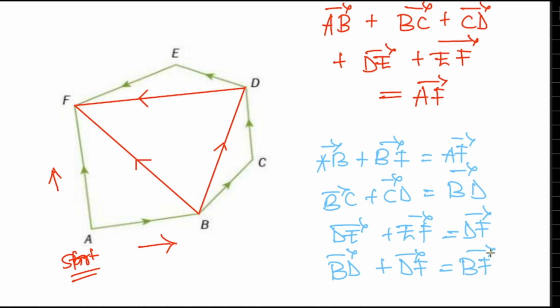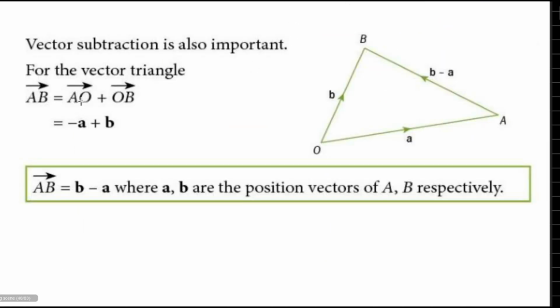So can you see how it goes? This is how you can manipulate vector addition. Just follow the arrows. Follow the arrows. Vector subtraction is also very important, and it is done when you have an opposite direction. So it is taken when you have opposite direction. Opposite direction, that is subtraction.